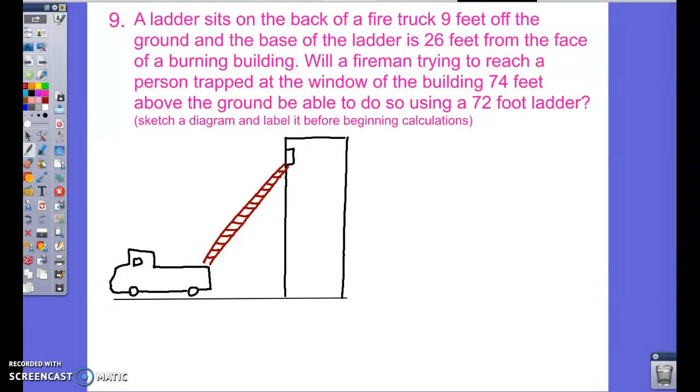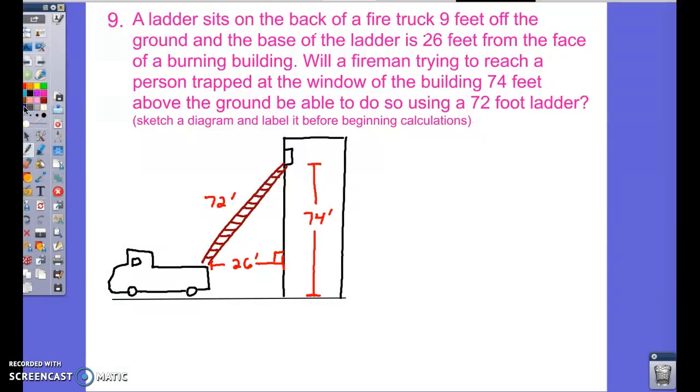Okay, I didn't totally finish drawing the diagram, so it makes more sense for you to see how I'm labeling things here. For starters, it said that there is a 72-foot ladder, and it's 26 feet from the building. This forms a right angle. And it's saying that the window itself is 74 feet off the ground. We're trying to figure out if the ladder will actually reach the window. What we have here is a two-part problem. We essentially have a right triangle situation right here, and we're going to need to find that value of x.